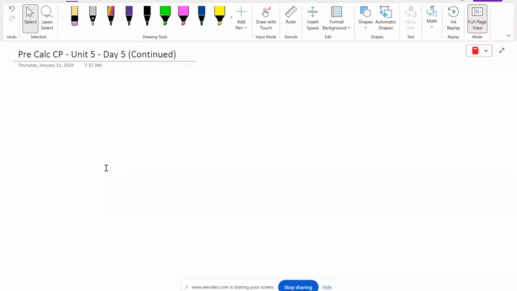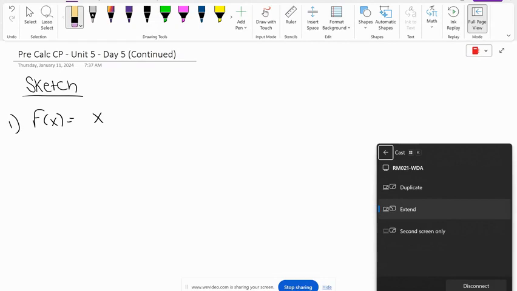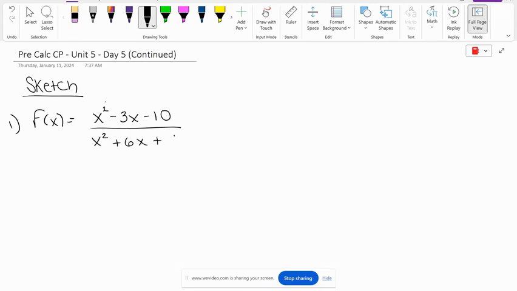Okay. So I want us to sketch, girls, I want us to sketch f of x is equal to x squared minus 3x minus 10 over x squared plus 6x plus 8. Oh, I'm not projecting. There you go.